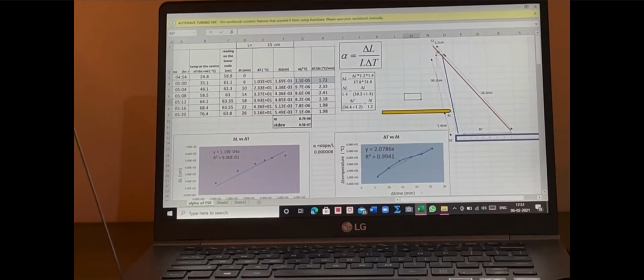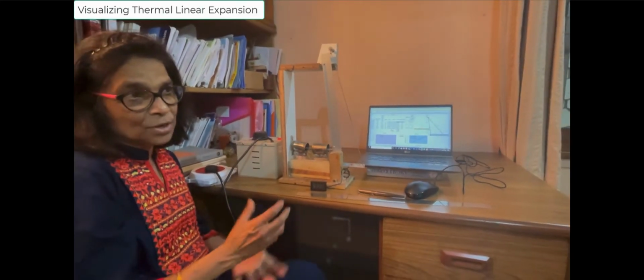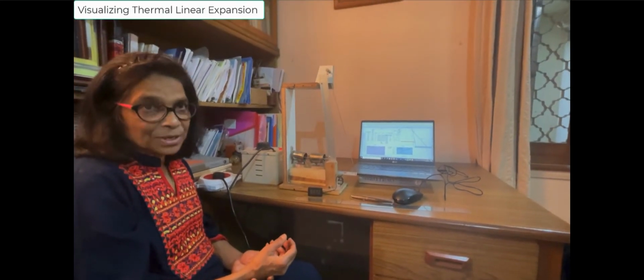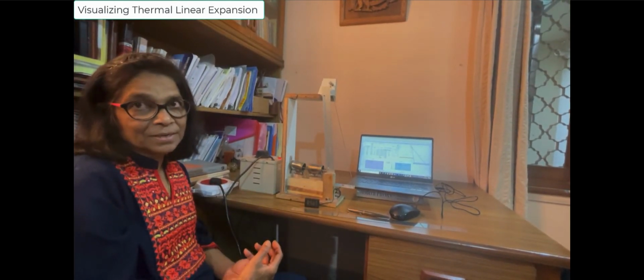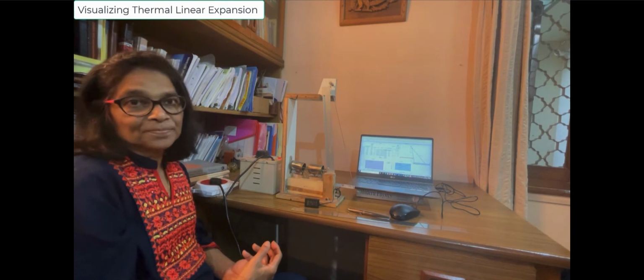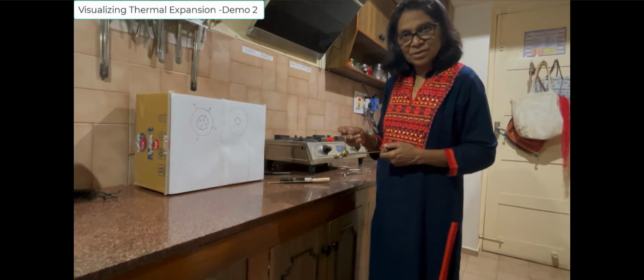Okay. Now this is an apparatus which can be used in the classroom to show a demonstration, and probably the children will realize what expansion means and how it happens, and therefore they can relate it to real life. Thank you. We saw something about linear thermal expansion.